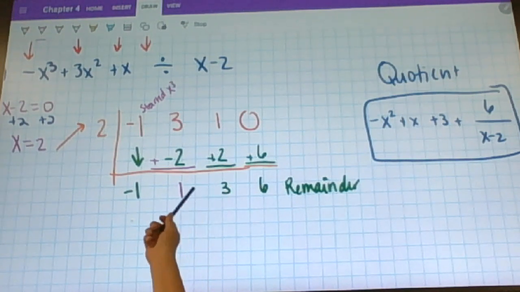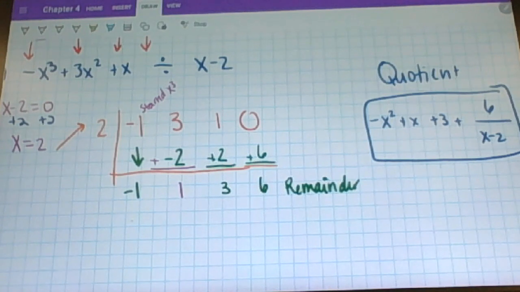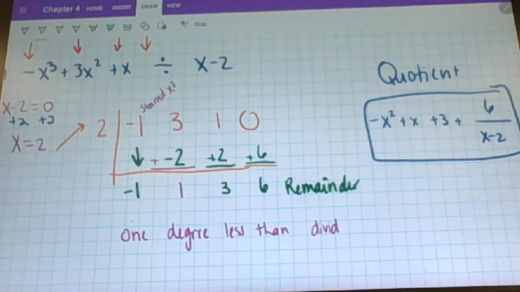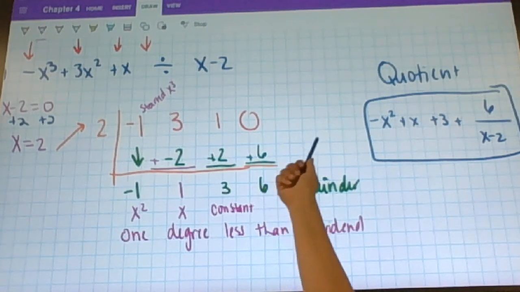Down here, this is your answer. Your result is 1 exponent lower, 1 degree less than the dividend. So that started x to the third, so this one is x². This is x, this is the constant, and the 6 is the remainder. Yes, the last number is always the remainder.